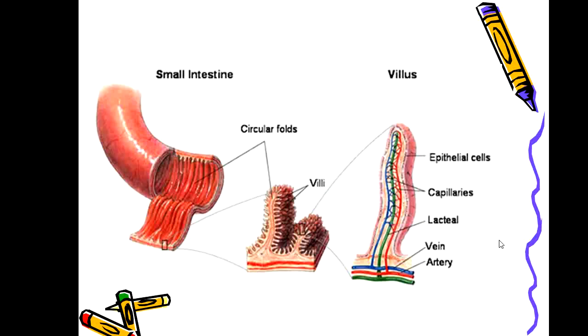The hepatic portal vein goes directly into the liver, unlike other veins which go directly into the right atrium of the heart or into the inferior vena cava. The mesenteric veins form the hepatic portal vein, which goes into the liver, and from the liver the hepatic vein arises, goes into the inferior vena cava, and then into the right atrium.